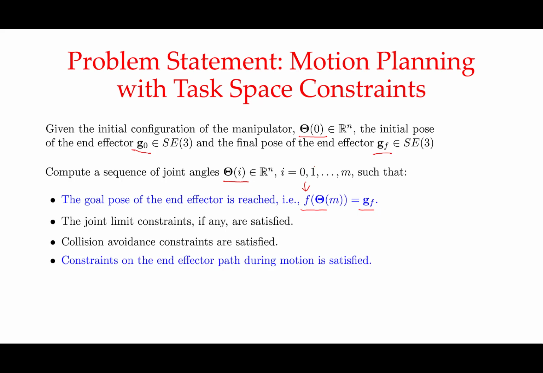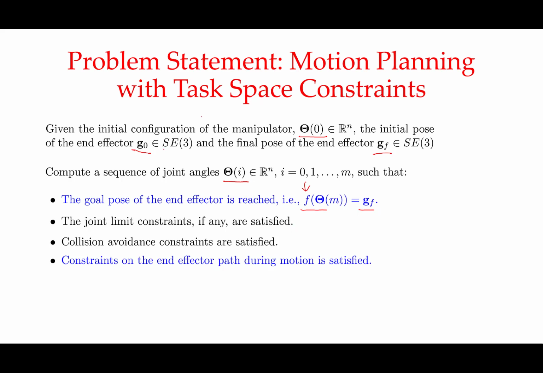The joint limit constraints, if there are any, are satisfied. The collision avoidance constraints are satisfied, and the constraints on the end effector path during motion are satisfied. In this paper, we'll focus on reaching the goal while ensuring that the constraints on the end effector path are satisfied. The joint limit constraints can also be handled within our framework, although we'll not talk about it explicitly.